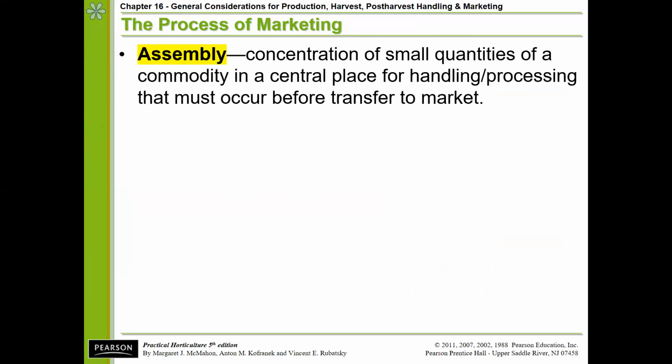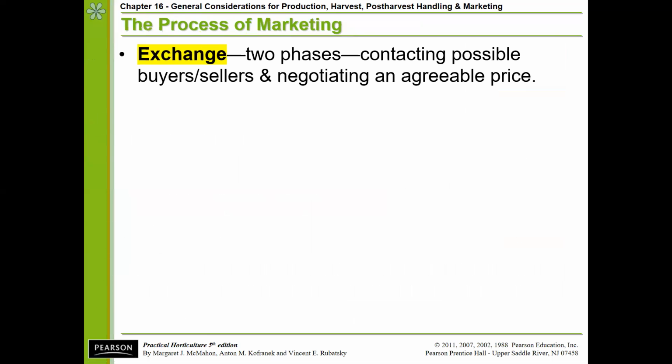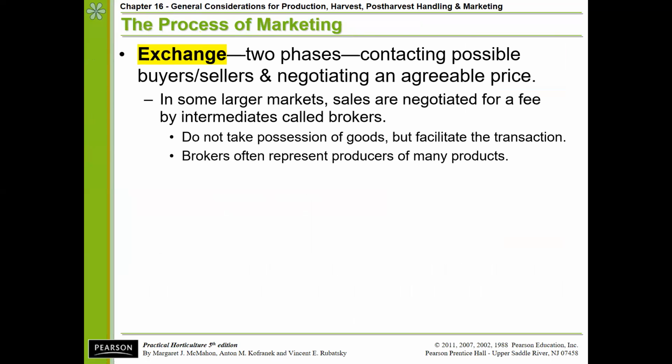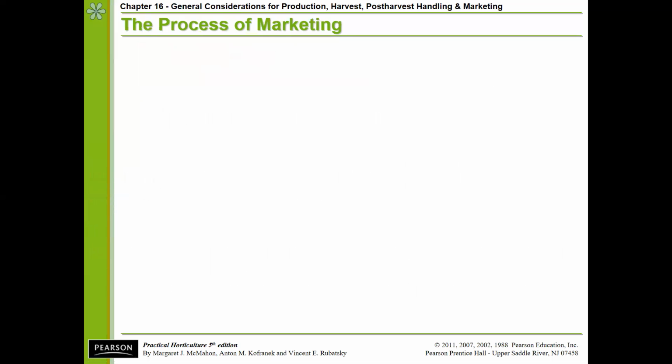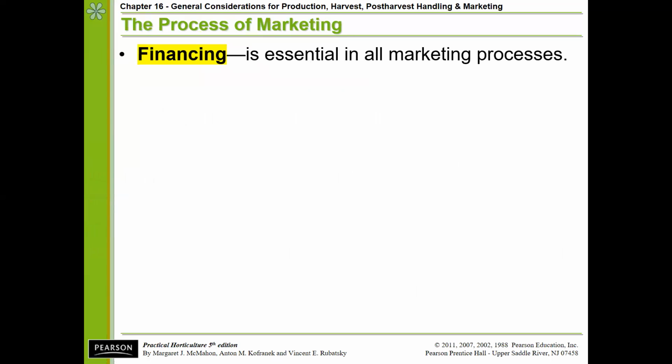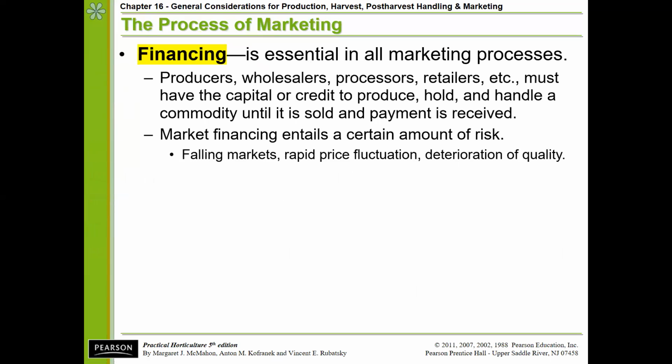Look real quickly here at the process of marketing. We look at assembly, where basically we're concentrating the small quantities of the crop itself. Exchange, where we're basically moving it from buyers to sellers, or sellers to buyers, etc. Possibly directly to the consumer. Financing, which basically we're just talking about the exchange of money, pretty much.